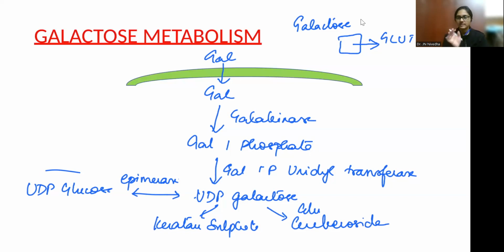But if there is a deficiency of the enzyme galactose 1-phosphate uridyl transferase, along with the epimerase, then what will happen? Yes, you will definitely get the features of classical galactosemia. Is it not? So let's see how it is.